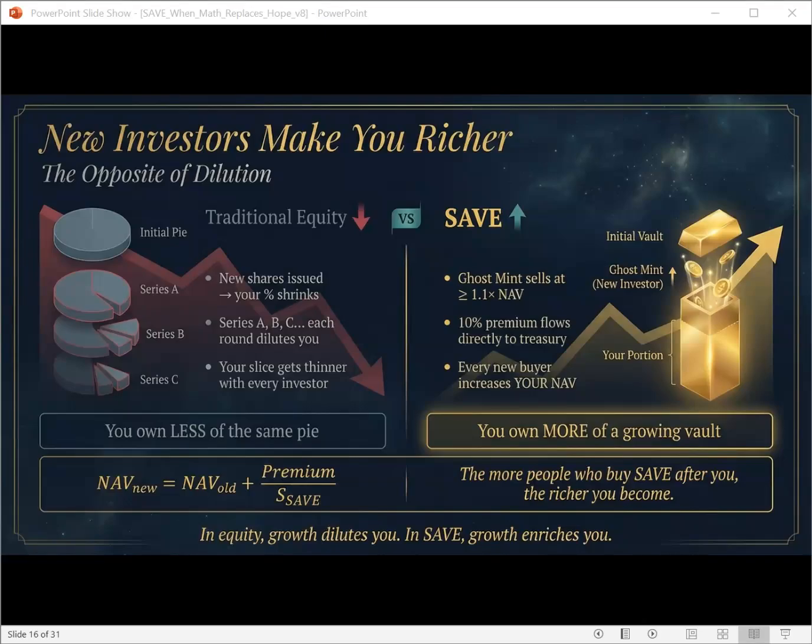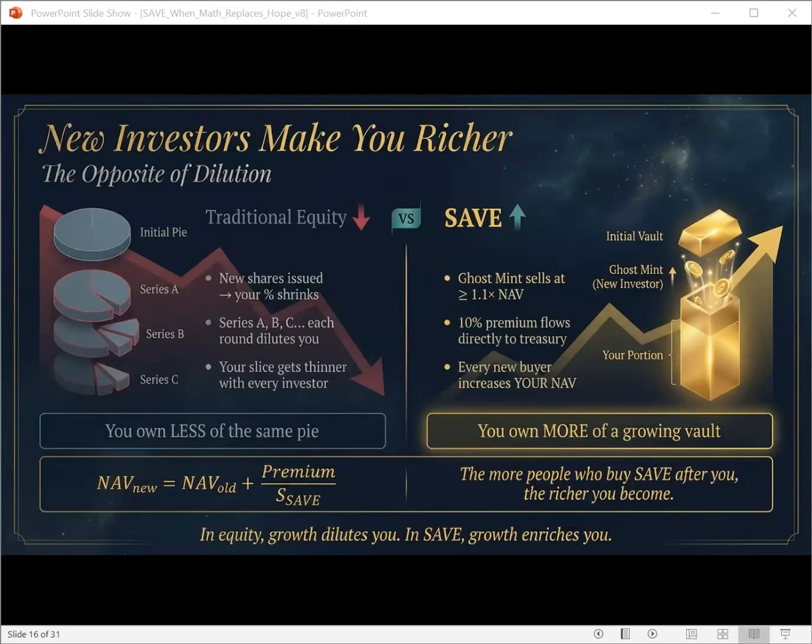When Ghostmint sells new SAVE tokens, it sells them at a minimum of 1.1 times the current NAV. That means for every $1.10 of value entering the system, only $1 worth of new SAVE is created. The extra 10 cents, the premium, goes directly to the treasury, which increases the NAV for existing SAVE holders. New investors do not dilute you. They pay a premium that makes your existing holdings worth more.